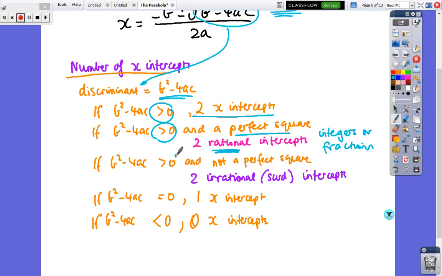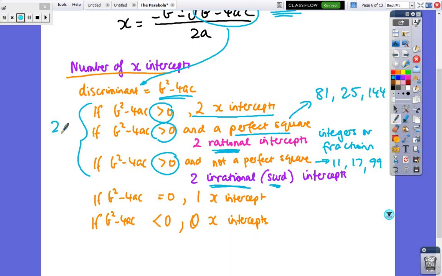Now, if b squared minus 4ac is positive, but it's not a perfect square, so a perfect square is a number like 81 or 25 or 144. But if they're not a perfect square, like if the number was 11 or 17 or 99, they're positive, but they're not square numbers, then you get 2 irrational answers, and irrational numbers are called surds. But they're still there, they still exist, but they're just not as easy to identify on the number line, so we use our calculator to approximate it. Okay, so those cases are 2 intercepts.